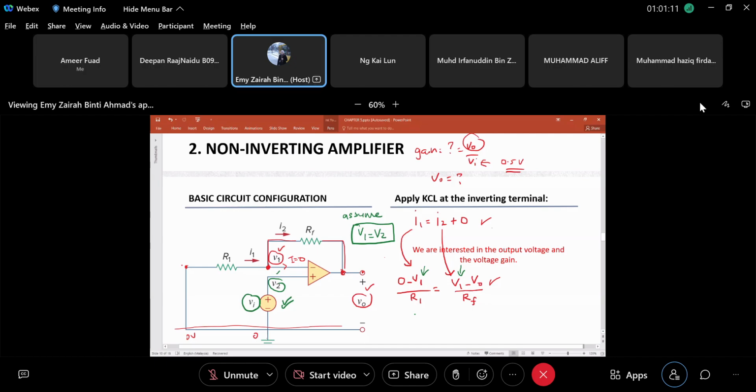So it becomes this, and you need to rearrange. Rearrange meaning that you make V output the subject. V output equals 1 plus RF divided by R1, times V input. So this is the final formula for V output. I hope you know how to rearrange back to this. It's all about using your mathematical understanding to rearrange the formula. Can you follow?